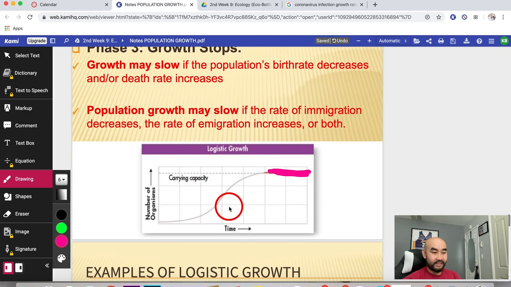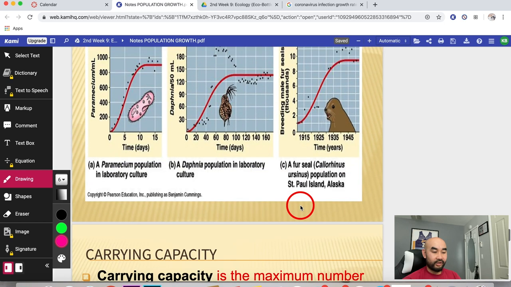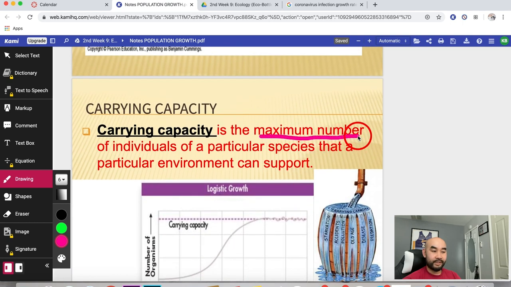What is carrying capacity? So you see many examples, right? Different organisms, right? Carrying capacity is what we call the maximum number of individuals of a particular species that the environment can support. For example, regarding coronavirus, right? Once we make life hard for them to infect each other, then they have to stop. Or once we develop an immune system that can fight them, just like how humans have been doing with flu, right?